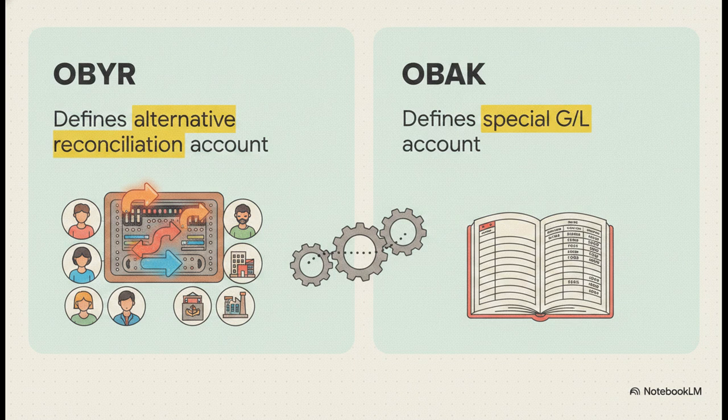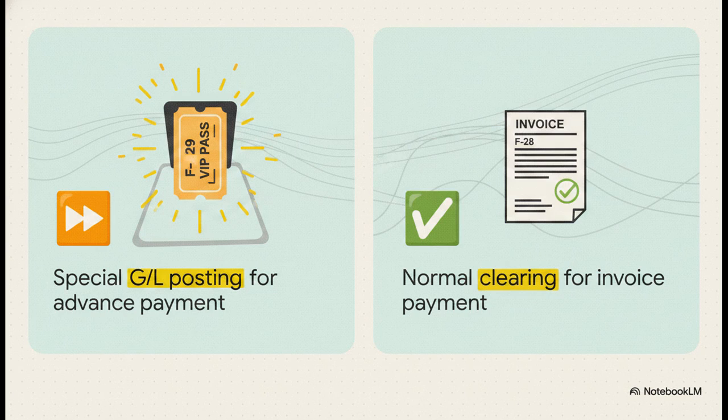It's a subtle but massive difference when you're configuring the system. And when you get asked about front-end customer payments, you need to cleanly explain the difference between these two T-codes. F29 is strictly for that initial advance posting, using that special GL VIP pass we discussed. F28, that's for your standard normal clearing against an actual invoice. You definitely do not want to mix these up during an implementation.